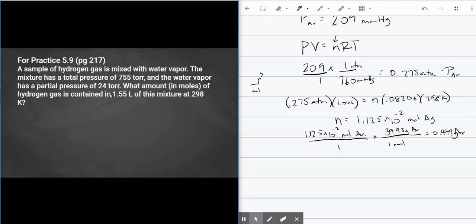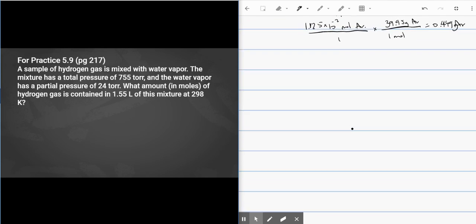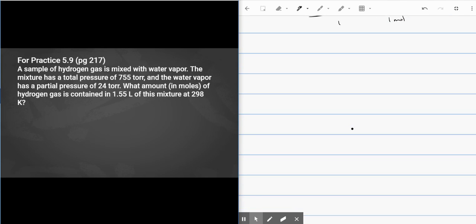And for practice that goes with it, we have a sample of hydrogen gas mixed with water vapor. The mixture has a total pressure of 755, and the water vapor has a pressure of 24. What amount in moles of hydrogen gas is contained in 1.55 liters? So in this one, we're looking for the moles. Very similar setup. Go ahead and try the problem.